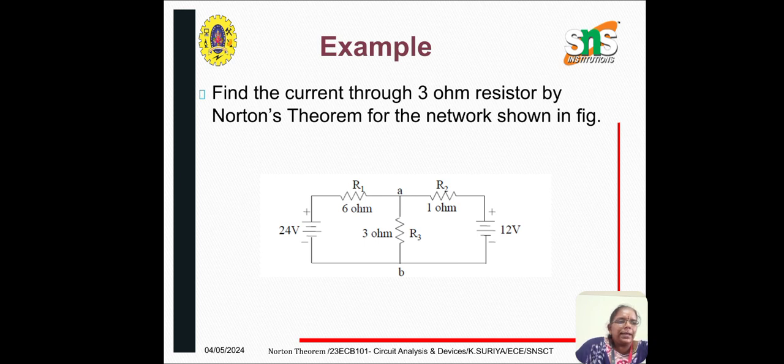So we will see one more example. Here you have to find out the current through the 3 ohm resistor by using Norton's theorem. Here the 3 ohms is the middle resistance AB. First we will be short circuiting that in order to find out the current, and for finding out the resistance we will be open circuiting AB and then short circuiting both the voltage sources, 24 volts and 12 volts.